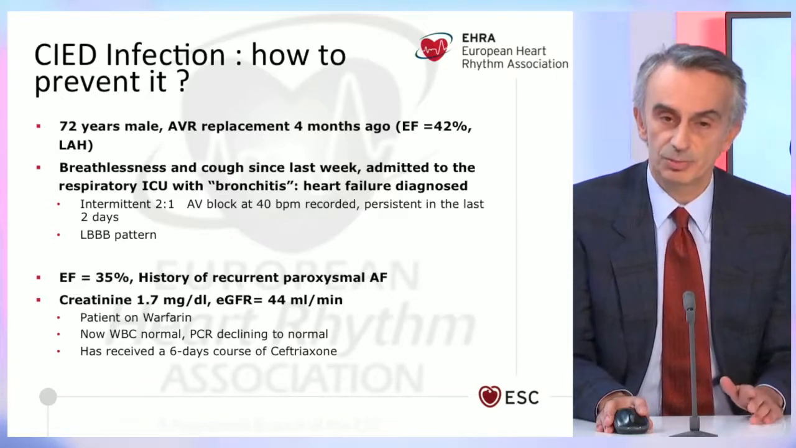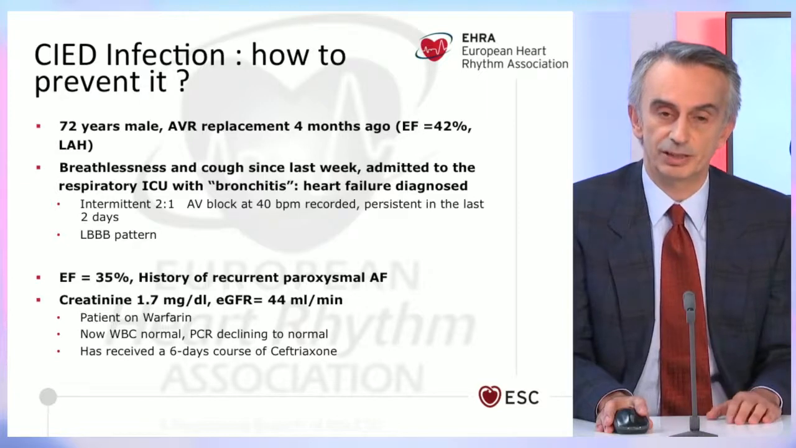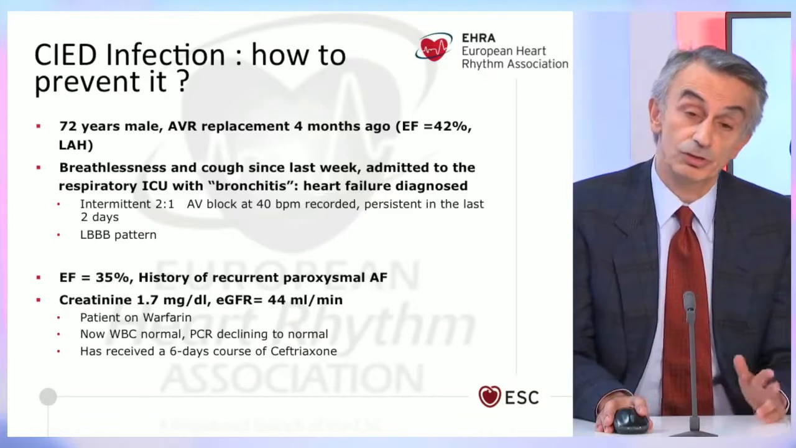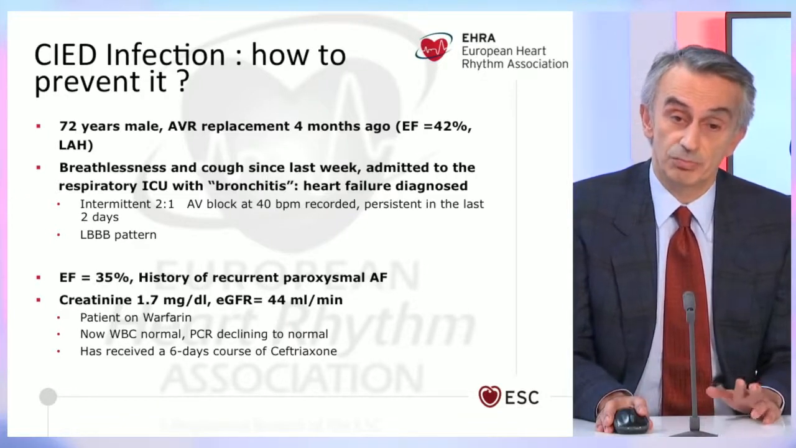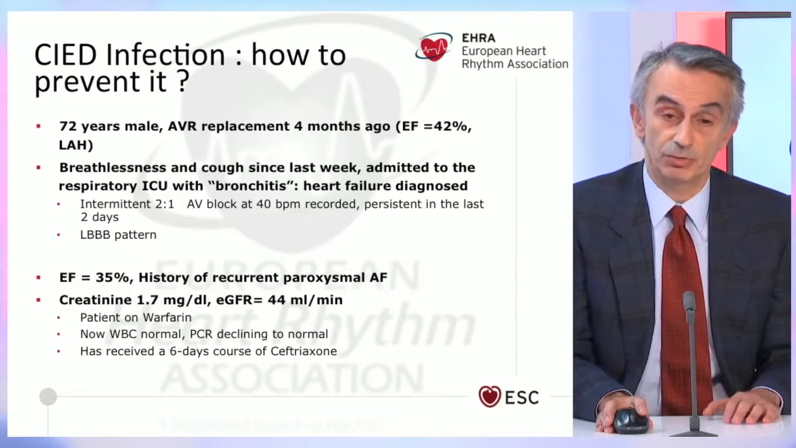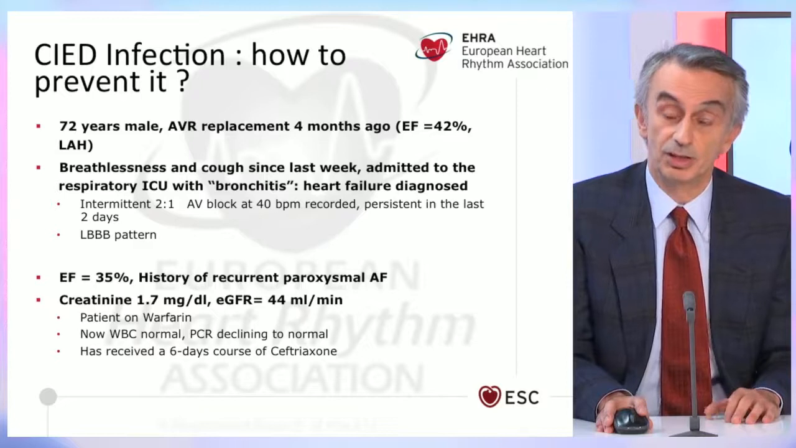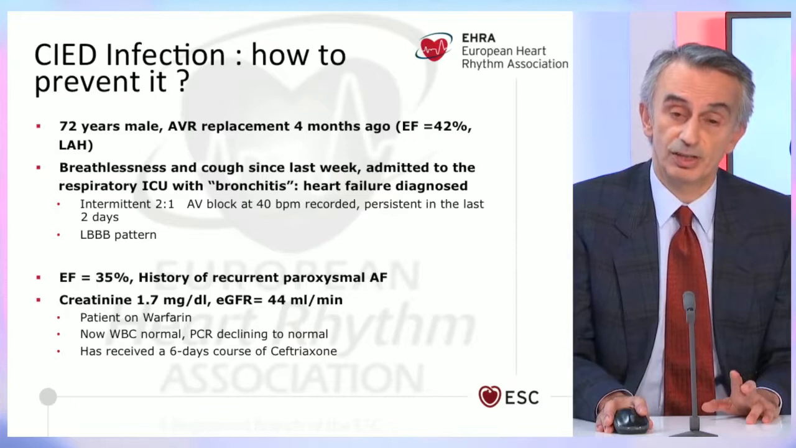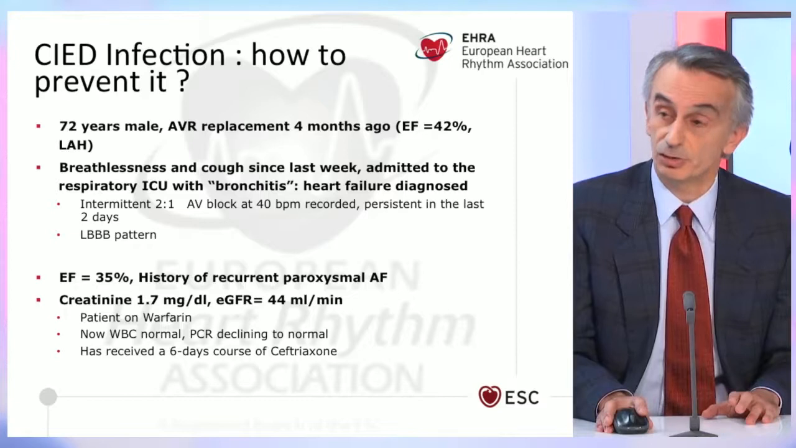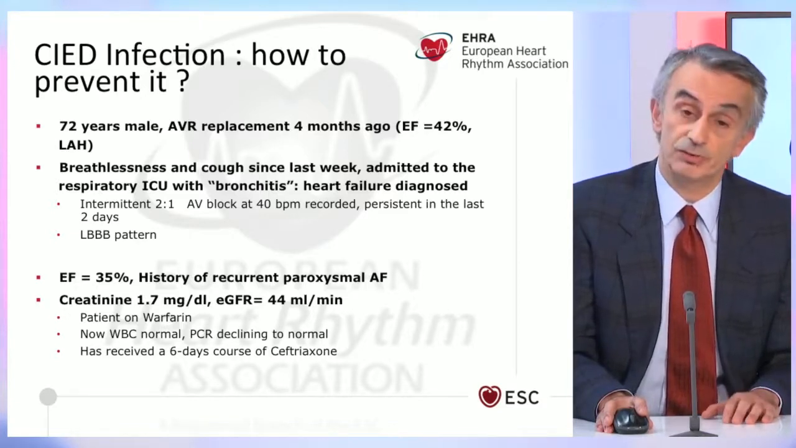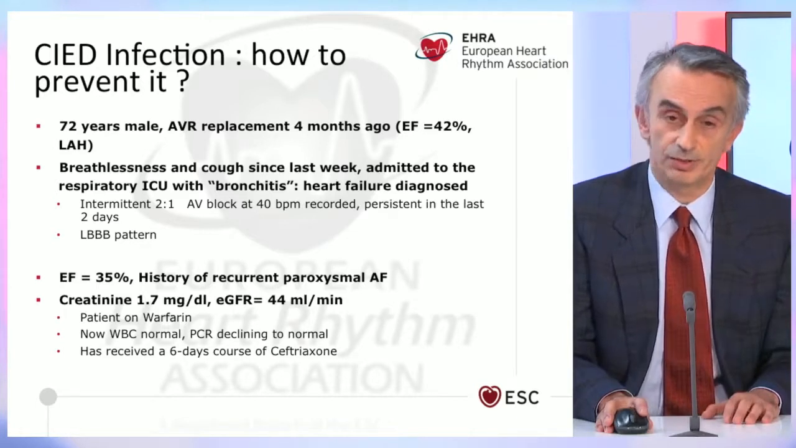So once you make the assessment of this patient, you realize that by echocardiography, the ejection fraction is 35%. The patient has a history of paroxysmal AF, has a moderately depressed kidney function with a creatinine of 1.7, with GFR around 44 mL/min. He's on warfarin because of the prosthetic heart valve. His blood tests are going back to normal. The white blood cell count is normal. CRP is declining to normal, but he has been on a 6-day course of ceftriaxone for the suspected bronchitis.